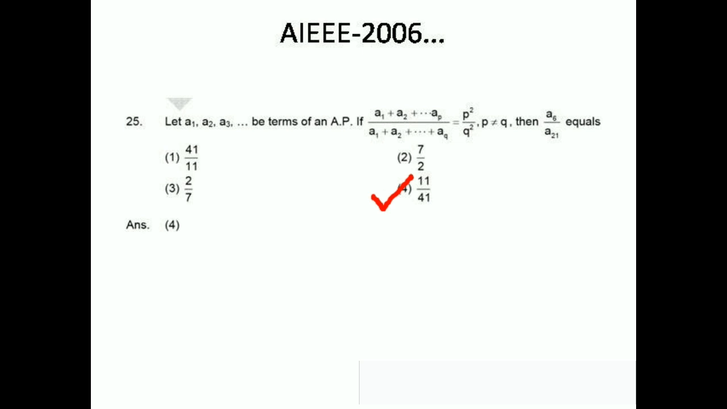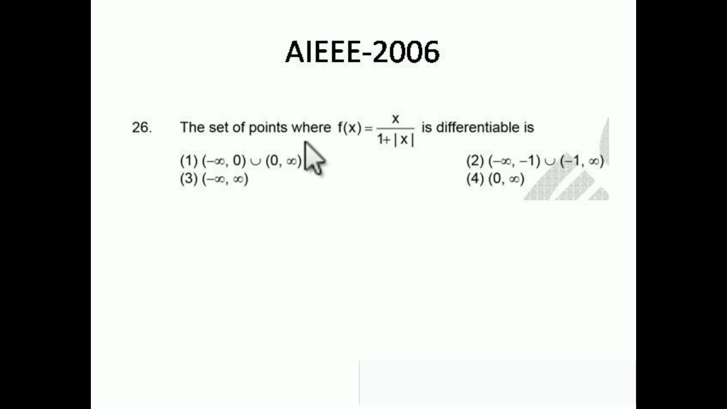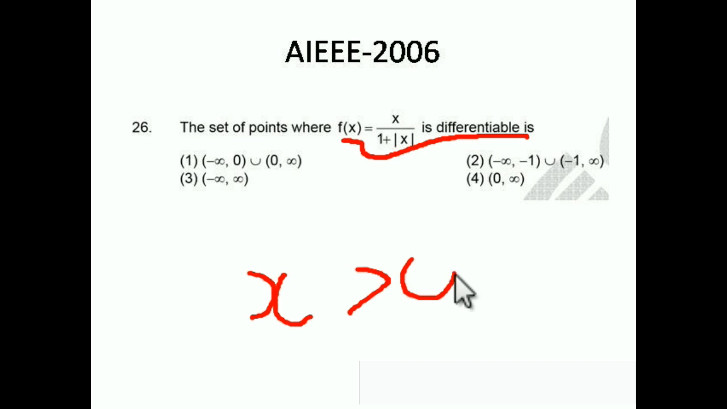And the last one: find the set of points where f of x is equal to x upon 1 plus mod x is differentiable. Now we have to find out the points where this function is differentiable. Here the standard thing is mod x. For mod x we know the basics: if x is greater than 0, then mod x is equal to x, and if x is less than 0, then mod x is equal to minus x. So I will do this separately.